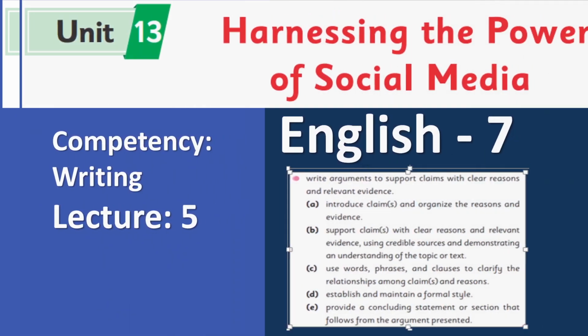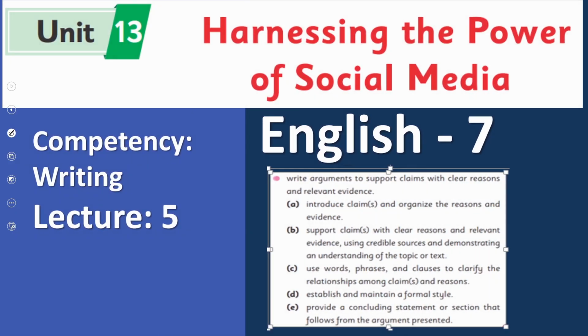And now let's look at the second SLO. This is a very comprehensive SLO. Write arguments to support claims with clear reasons and relevant evidence. It means that this is argumentative writing.